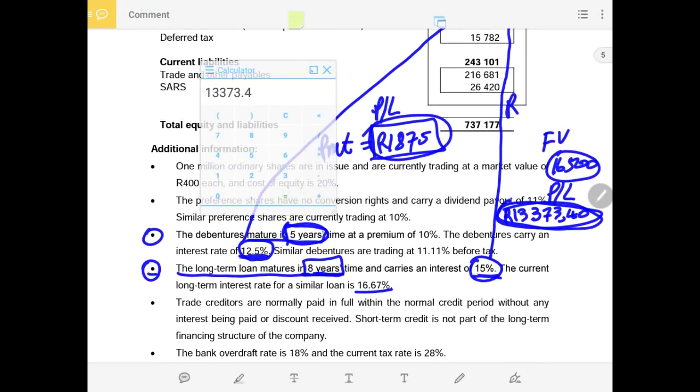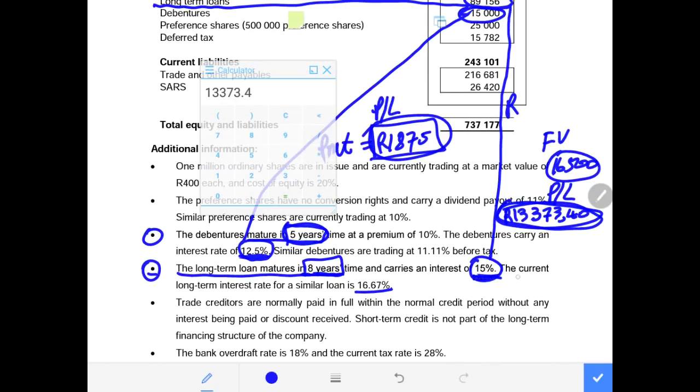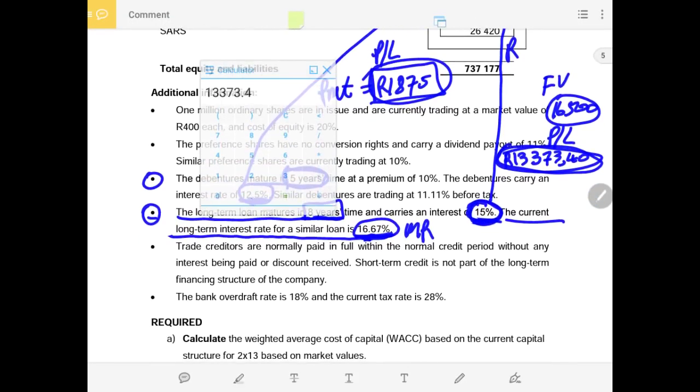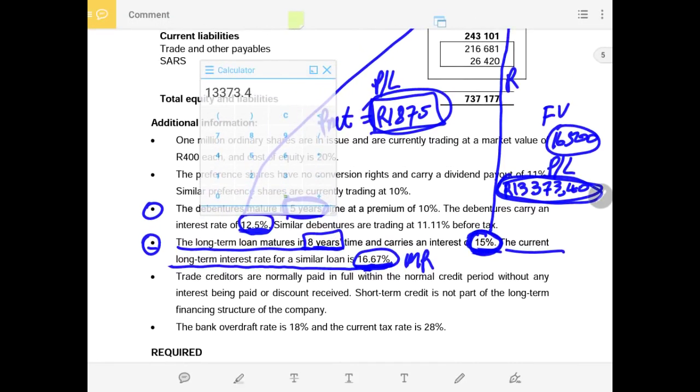So now we still have to take into account tax, but we don't know if there is tax yet or not. So the loan is at 15%, and the current long-term interest for a similar loan is 16.67. So this is the market rate of the loan, and this is the rate, or the coupon rate, that we agree to pay to the bank. But other loans, they have interest of 16.67.